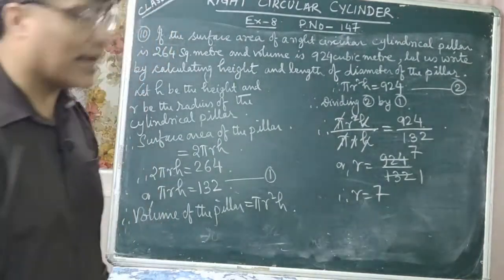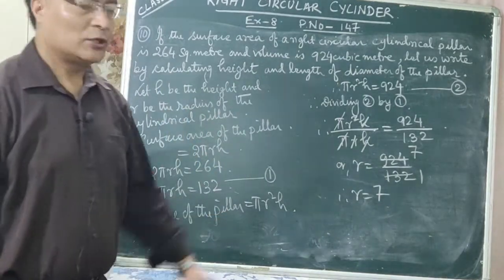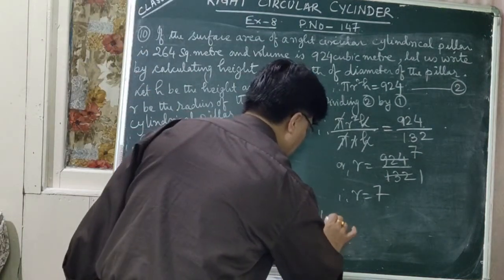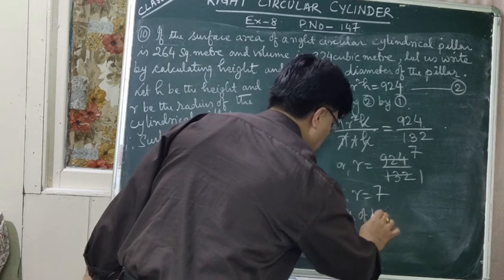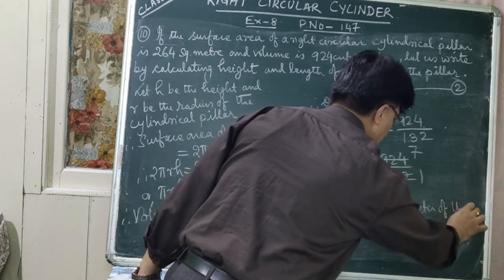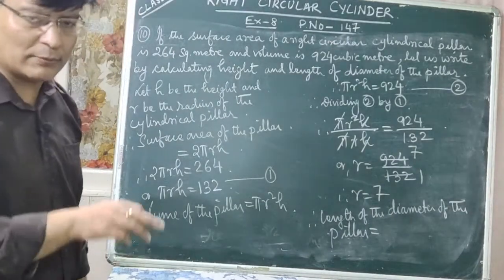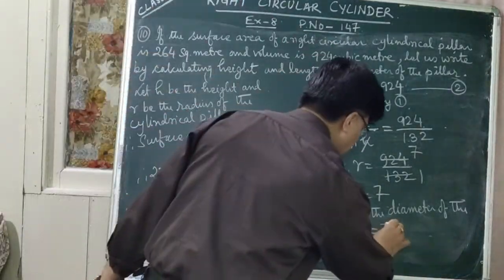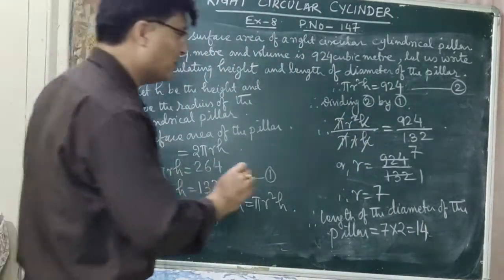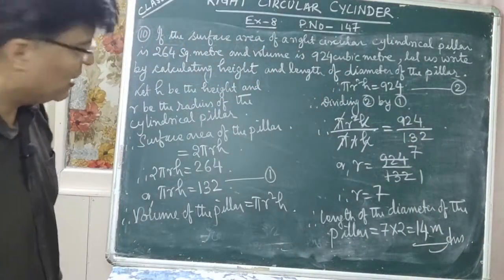Now you have to calculate the height. So let us calculate the diameter first. If radius is 7, what is its diameter? You have to multiply it by 2. So the length of the diameter of the pillar is equal to radius multiplied by 2. That is 7 into 2, which is 14. What is the unit? Unit is meter. So we have calculated the diameter of the pillar, which is equal to 14 meter.